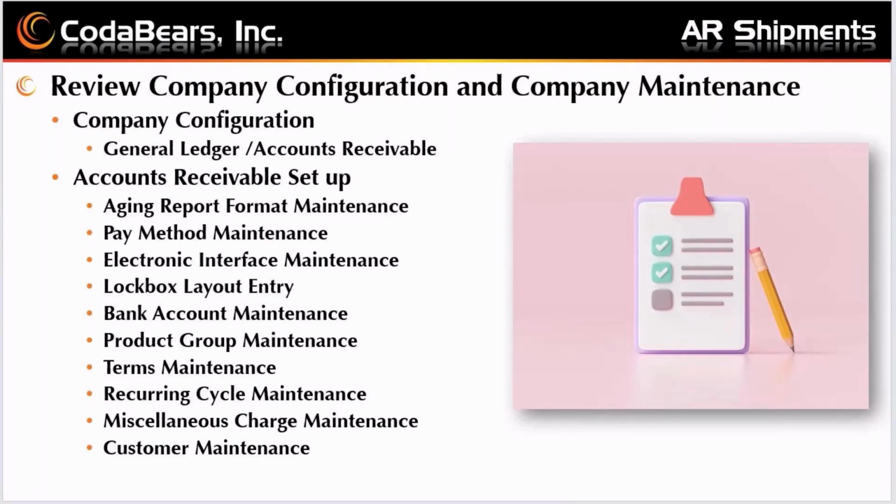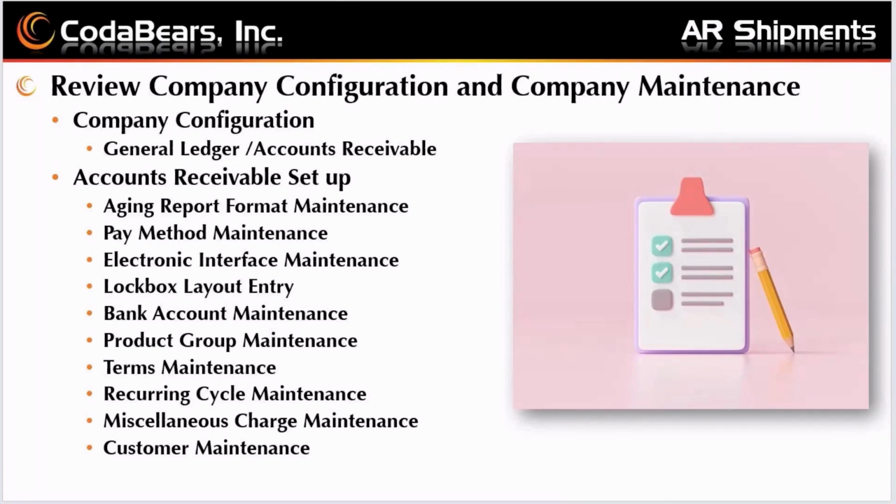Then under company maintenance, there is a whole segment on accounts receivable. You would want to double check your aging report format. You can choose several different ways to see your receivables come out. You would want to check your pay method maintenance.